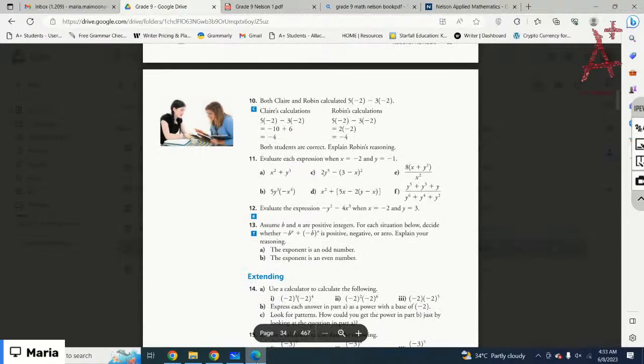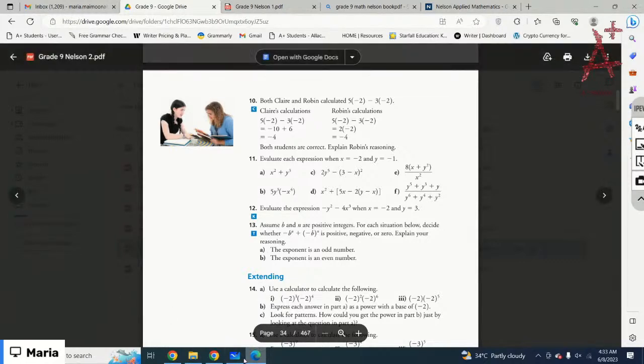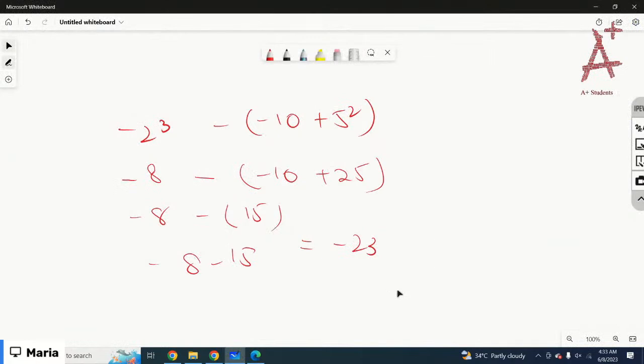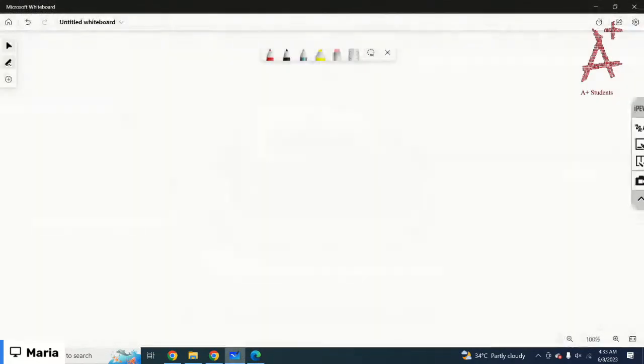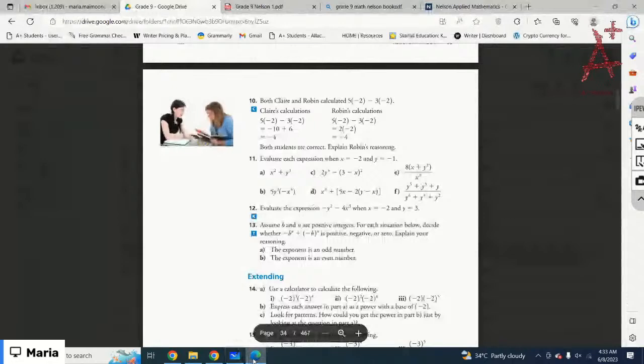Okay, let's just look at question number 11. You have to evaluate each expression when x equals negative 2 and y equals negative 1. The first one is x squared plus y cubed. You just have to replace x and y with the values. Got it? It would be x squared plus y cubed.